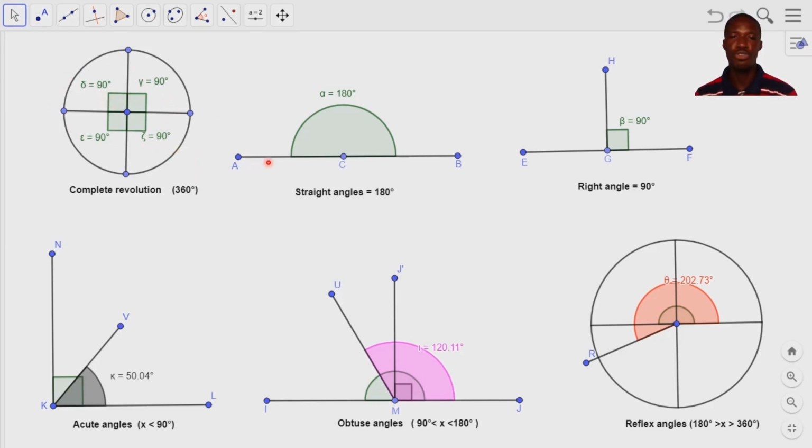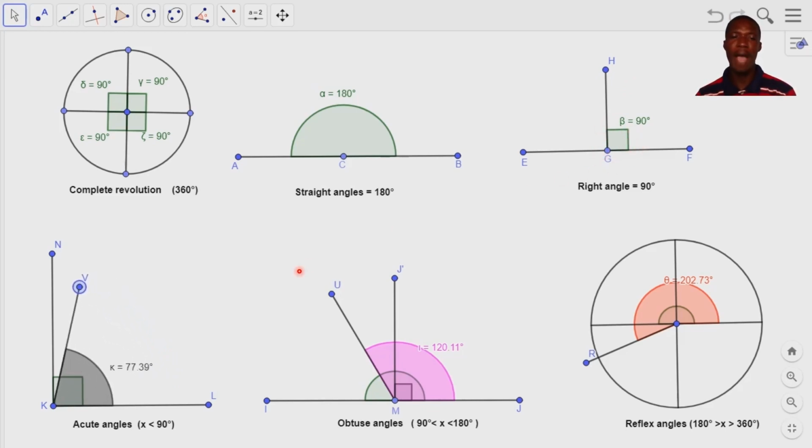We also have a straight angle. A straight angle is an angle formed on one side of a straight line, and that makes a semicircle. The total angle on a straight line is 180 degrees. So no matter how many angles are on a straight line, when we add them, we will get 180 degrees. Then we have a right angle. A right angle is an angle that is 90 degrees.